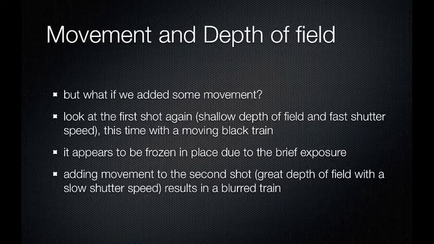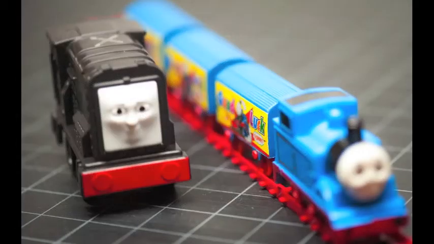So here's the first shot. The black train appears to be still, even though it was actually moving quite rapidly toward the lens. And you can see the same depth of field effect that we had in the shot of the blue train by itself. Shallow depth of field, wide lens opening, lots of light comes into the lens, results in a faster shutter speed to keep the balance. The faster shutter speed will freeze the motion of the train that's moving.